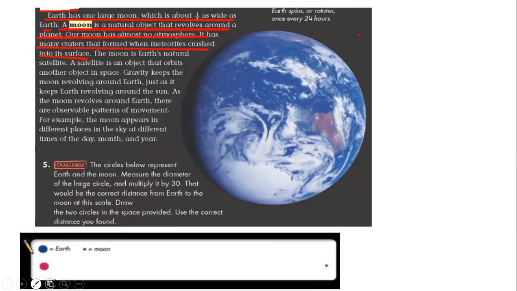Now, the circles below represent Earth and the moon. Measure the diameter of the large circle and multiply it by 3. That would be the correct distance from Earth to moon at this scale. Draw the two circles in the space provided. Use the correct distance you found. So you have the correct distance between the Earth and the Moon. You draw it, all of you.